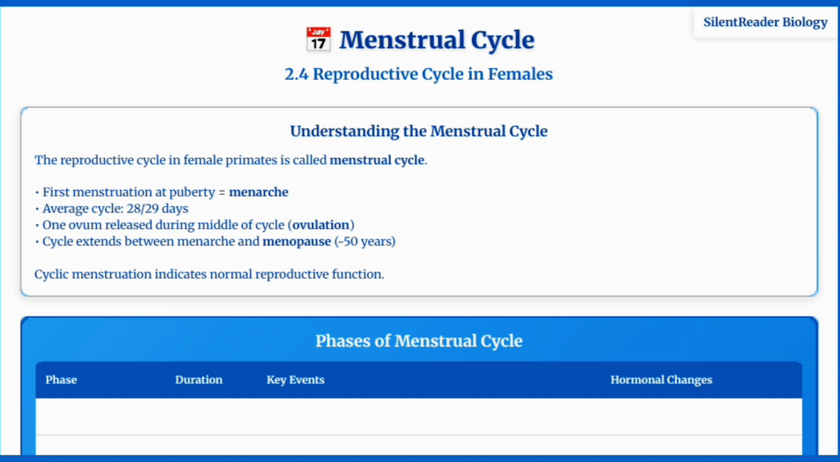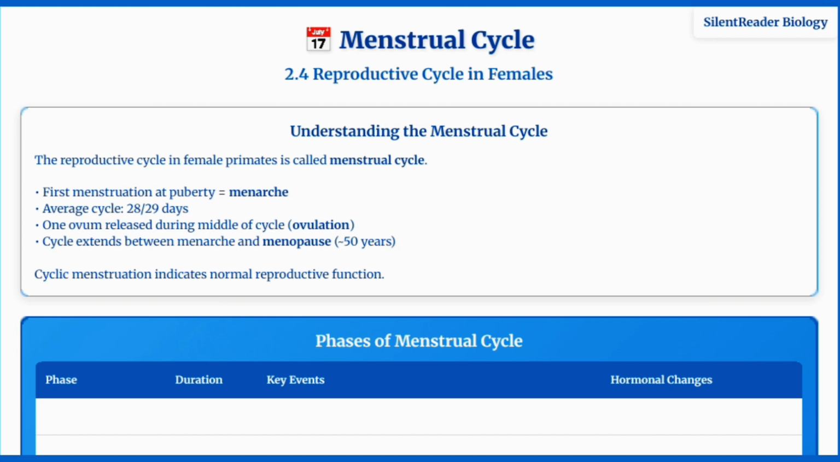Now let's understand the menstrual cycle, the reproductive cycle in human females that repeats approximately every 28 days. The first menstruation at puberty is called menarche, while the cessation of cycles around age 50 is menopause. The cycle consists of 4 main phases. The menstrual phase lasts 3 to 5 days and involves the breakdown of the endometrial lining, resulting in menstrual flow. This occurs only if fertilization doesn't happen.